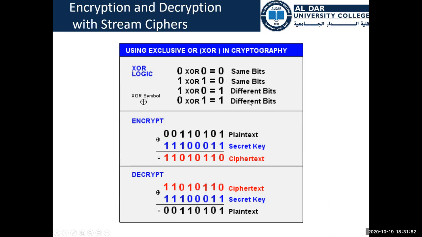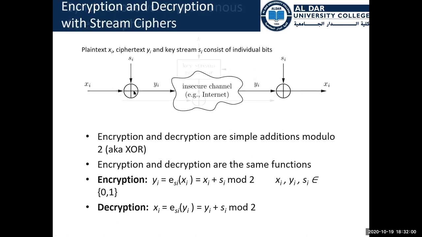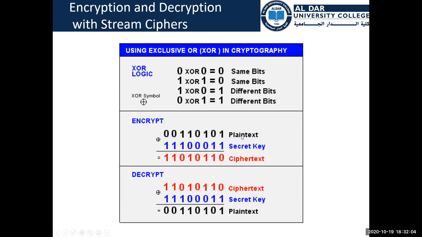Same bits, different bits. Here we have the encryption, that functionality, this circle here. We get a plain text, we get a secret key, a random secret key, and then we apply XOR: 0, 1 equal 1, because they are different, similar, different, similar, different, different, similar. So this is the ciphertext. If you get this ciphertext and apply the same secret key, you will get 1 XOR 1 equals 0, 1 XOR 1 equals 0, 0 XOR 1 equals 1, and so on, until you get 0 XOR 1 equal to 1. If you compare this with the original text, you will find this is a match. This means if you apply XOR twice, you will get the same data back.